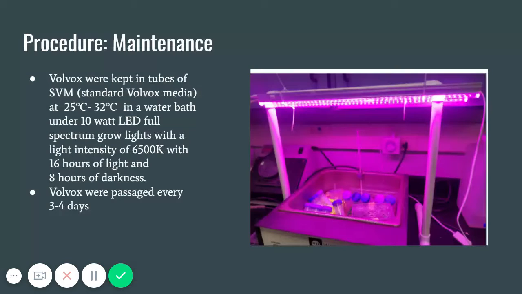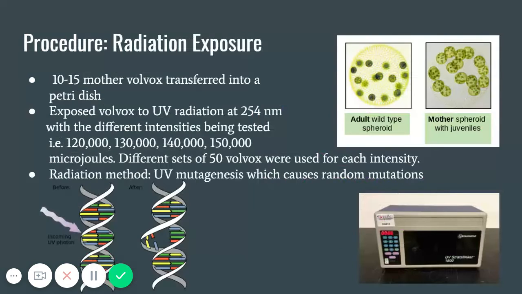Passaging is where a few Volvox are transferred to a new tube with fresh SVM when the nutrients run out in the past tube. In my project, 10 to 15 mother Volvox were transferred into a petri dish and then exposed to varying intensities of UV radiation, from 120,000 microjoules up to 150,000 with a UV stratolinker.